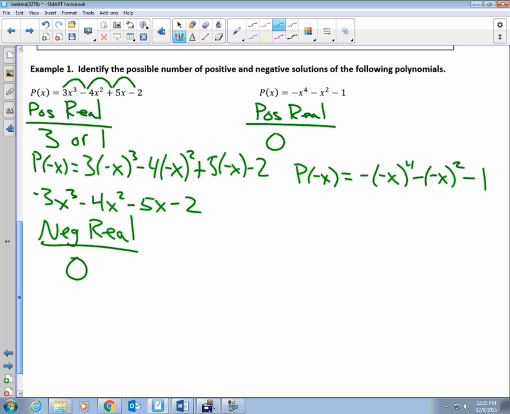What is negative x to the 4th going to come out to be? Negative x to the 4th. Negative x squared? It's the same, isn't it? So how many negative real roots are there? There are none.